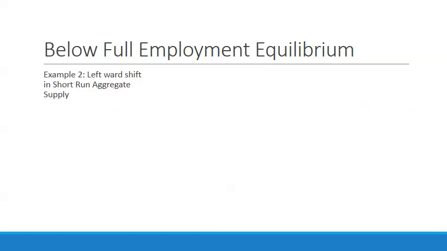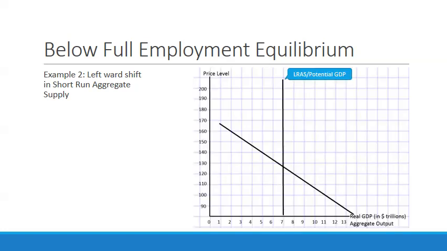So in our second example, we'll look at the leftward shift in short-run aggregate supply as opposed to aggregate demand. So we'll bring up our graph. And so here we are. And of course, this is our full employment equilibrium where our red dot is. So what happens when our short-run aggregate supply shifts? So you'll notice when it shifts, what happens is we see the creation of a new equilibrium. Now, where price levels were at 128, notice what's happened now. Price levels have risen from 128 to 138. Now, at the same time, we still see the fall in aggregate output.